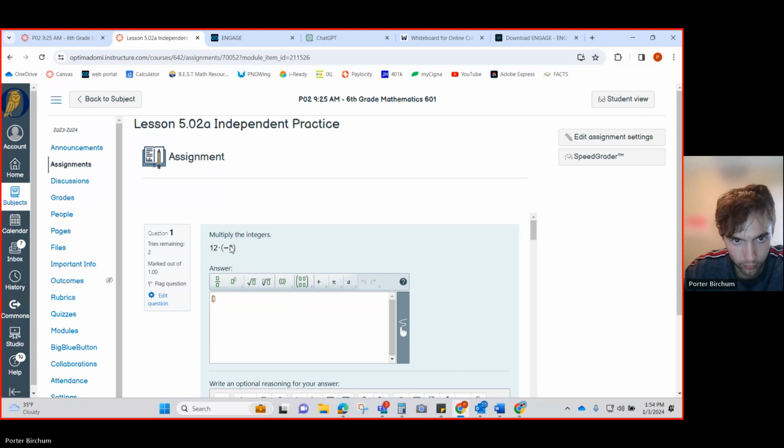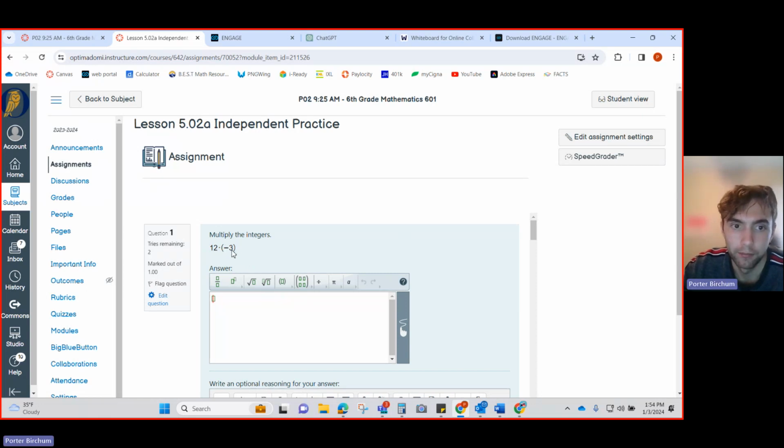12 times -3. Now, your numbers will be slightly different, but they'll be kind of similar. I think you'll have a positive and a negative number, a different positive and a different negative, but you can copy the process for this question and all the questions. You can use the same process, just with your numbers instead of my numbers.